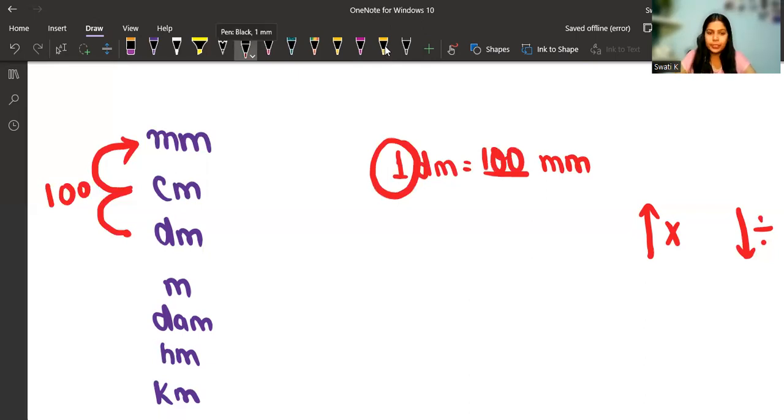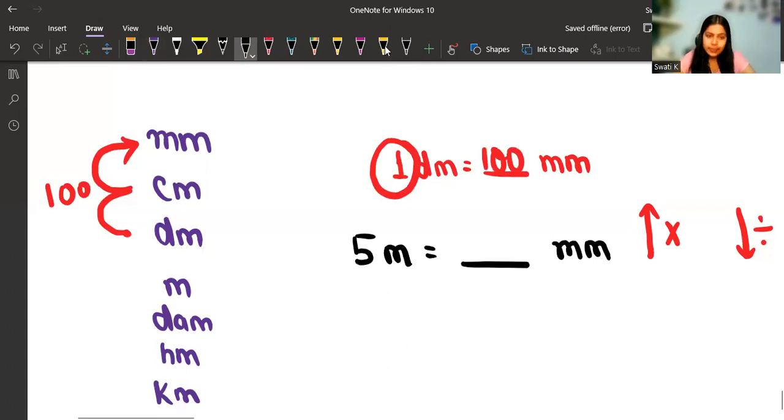Let's take another question. For example, 5 meter equals how many millimeter? What do we need to do? Here is meter. Where do we have to go? We have to go to millimeter. So 1 step, 2 steps, and 3 steps. 3 steps meaning 30 and then 1. So the number is 1000.